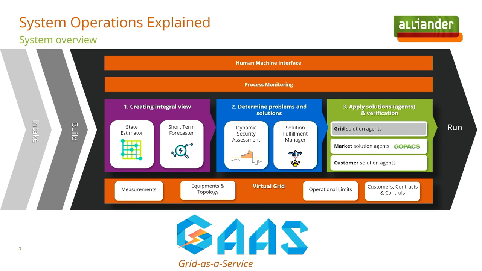And then based on that, we can do analysis, see whether there are problems, and then for those problems, with a solution fulfillment manager, we can determine what is an appropriate action to be taken. And then here we have grid solution agents, which are more technical solutions that we can do. You can think of curtailment or things like that. But also we have solutions that are related more towards the customers, so either through bilateral contracts with customers or market-based contracts with customers, and that is actually where we are mostly focusing on and developing further.